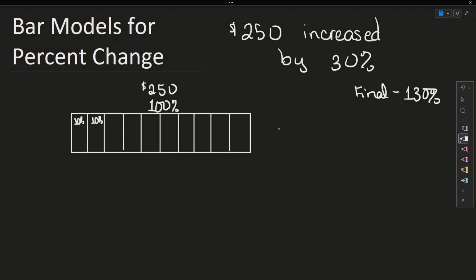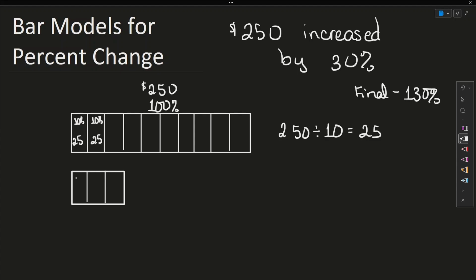Since 100% is 250, then if I divide that 250 into 10 equal pieces, we would have that each piece is worth 25. So each 10% is 25. A 30% increase means we add 3 more 10% pieces, which are still each 25. So 3 extra pieces that are 25 each gives us 75. So the increase is $75.